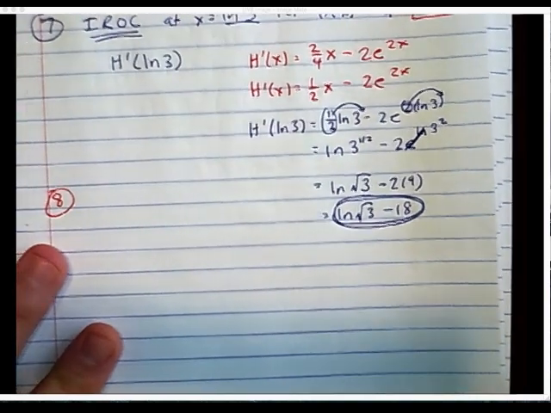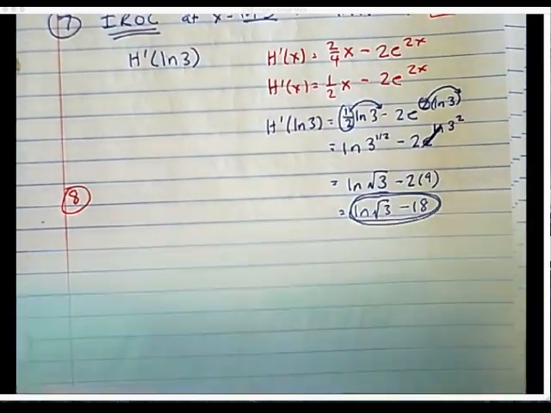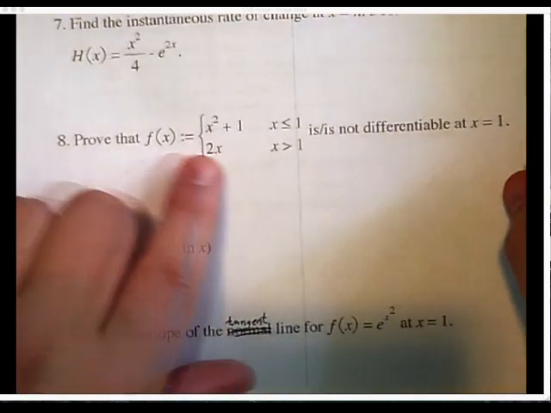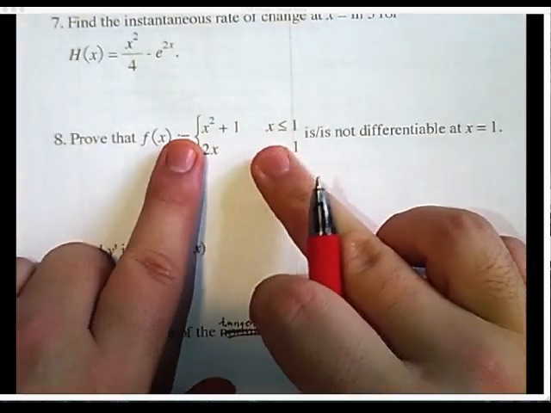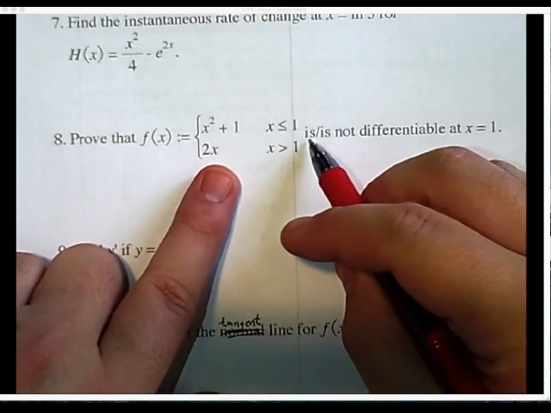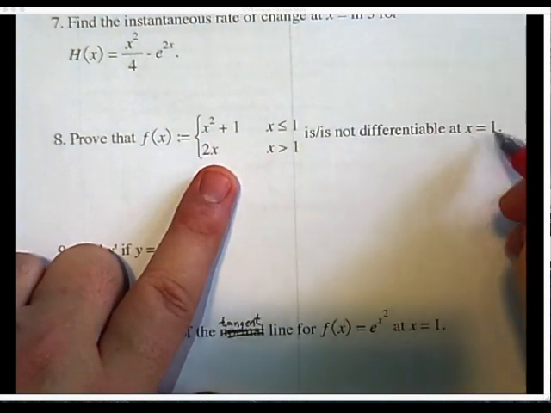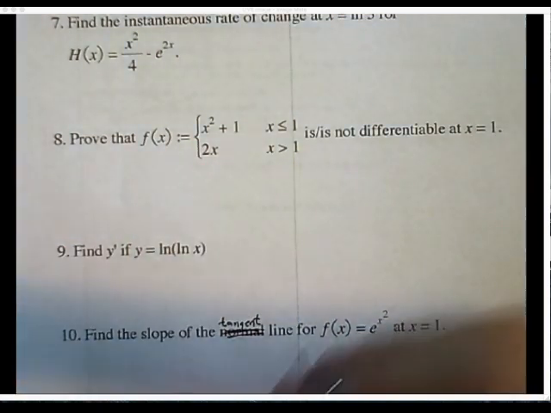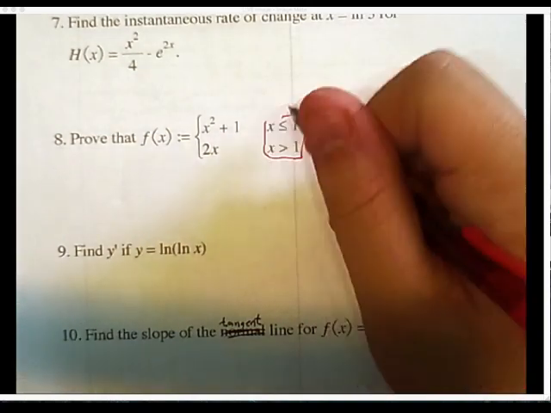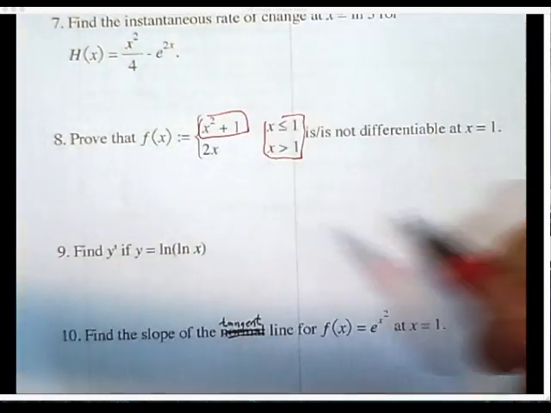All right, so number 8. Number 8 is one of those dreaded piecewise functions. It gives me a piecewise function. I want to know, is it or is it not differentiable at x equals 1? Because that's the point where it changes. This part's a parabola, this part's a line.